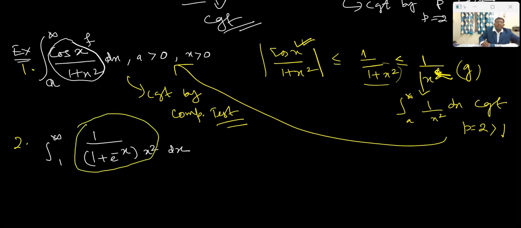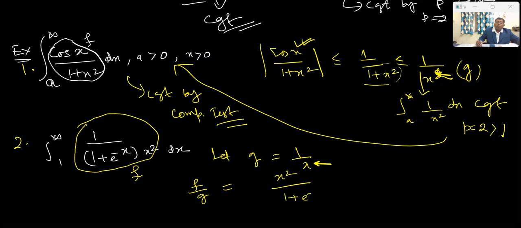Let this be my f. Let us take g equal to 1 by x square, right? 1 by x square. So what will happen? f by g is equal to x square by 1 plus e to the power minus x into x square, is it not?